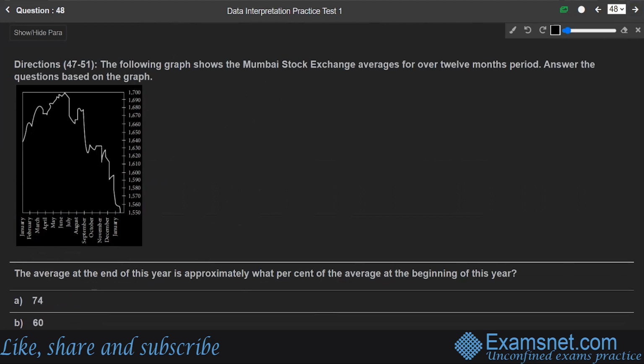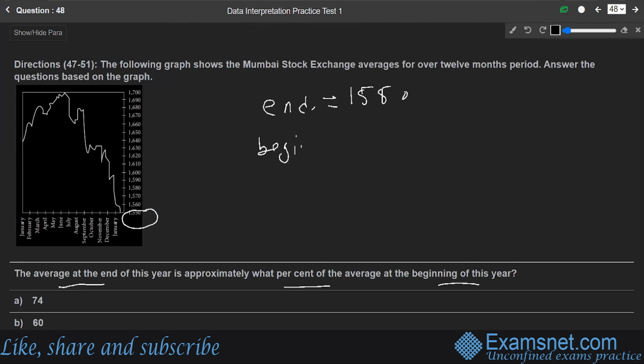Now, the same data is being used for the next question. He's asking, the average at the end of this year is approximately what percent of the average at the beginning of this year. So we have to see the end of this year, and we have to see its percentage with the beginning of this year. At the end, we can see from the data itself, the end value is 1550. So that is the average value at the end.